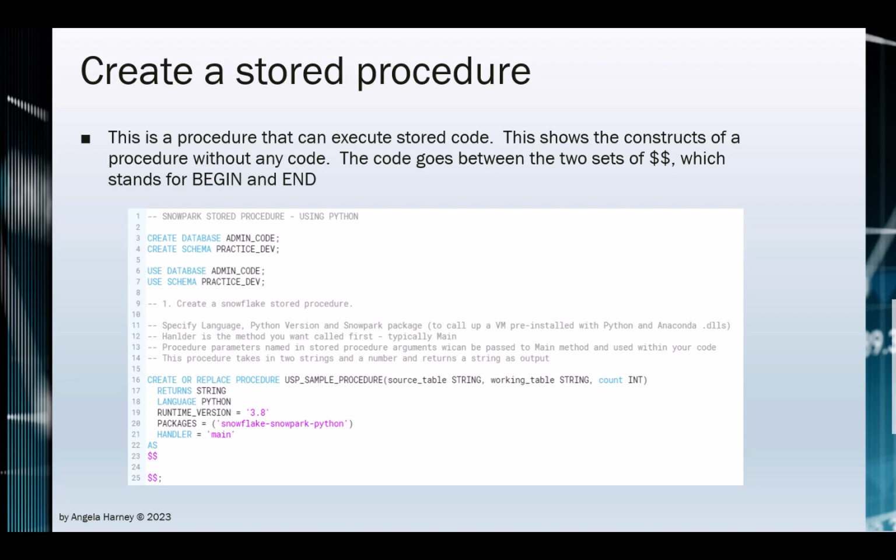When you specify the Snowpark Python package, that tells Snowflake which API to use. You can also use Java, Scala, JavaScript, and other programming languages. Our final property is handler, which tells the processing engine which method to access first within the procedure. The as clause identifies that we are about to specify the stored procedure code. The open and closed $$ sets represent begin and end statements like you would use in a SQL transaction.